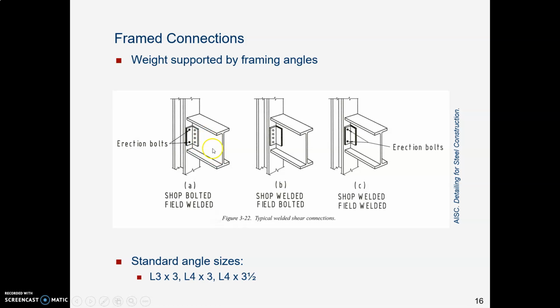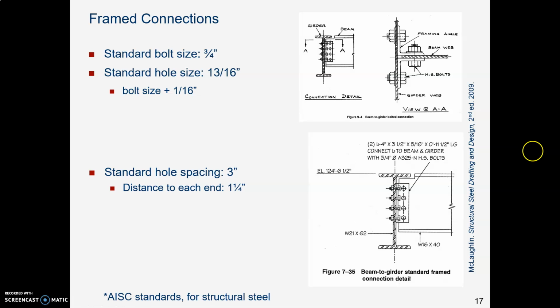And these things all come in standard sizes, so a fabrication shop can just quickly get the right size of angle and make 1,000 of them. The bolts are always 3/4 of an inch in diameter, and the bolt holes are always 1/16 of an inch oversize. So in other words, they're always 13/16 diameter.